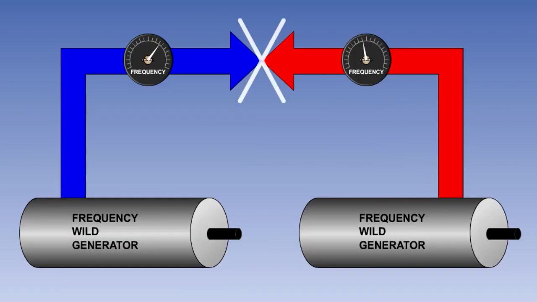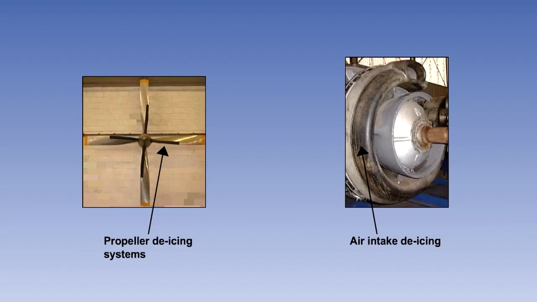In order for AC generators to be connected in parallel, their output frequencies need to be the same. So frequency wild generators cannot be connected in parallel. The output from a frequency wild AC generator may be used to power an aircraft's electrical de-icing systems, where the resistances that make up the heater mats are not affected by changing frequencies.